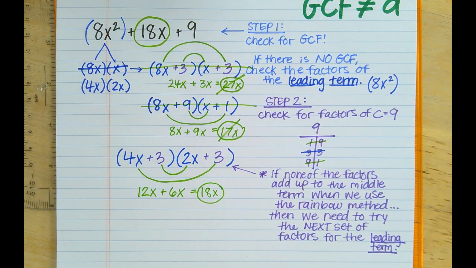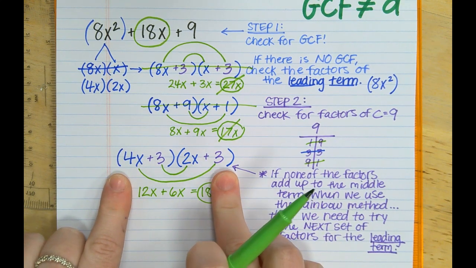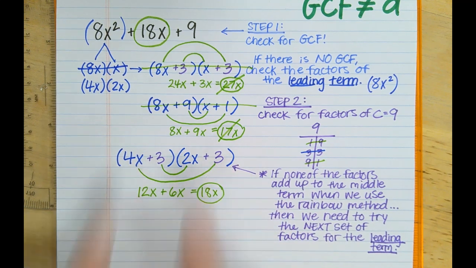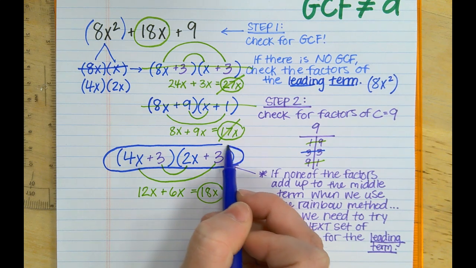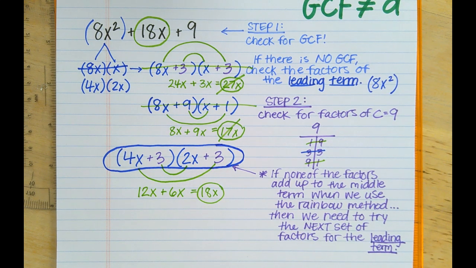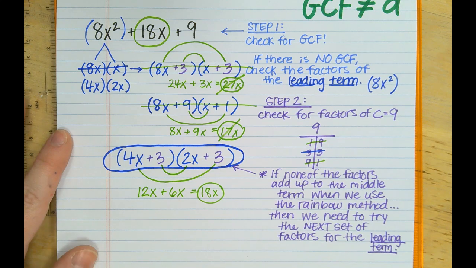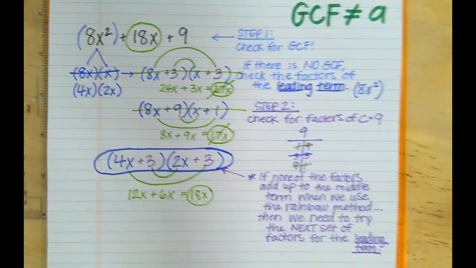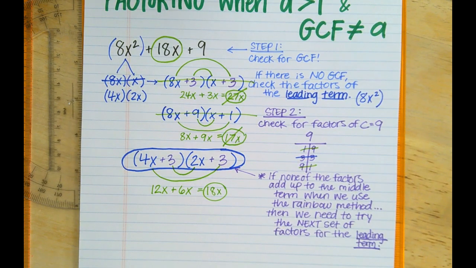It's a long process, but you can do it. So this 4x plus 3 and 2x plus 3, this is our fully factored form. This is our answer. We factored it completely. I'll leave this up here for you to copy down if you need it. Would anybody like to run through another one together, or do you guys want to try it on your own now?